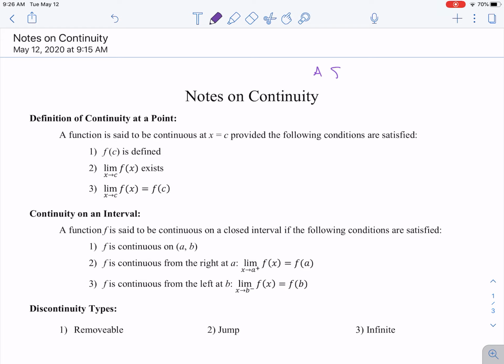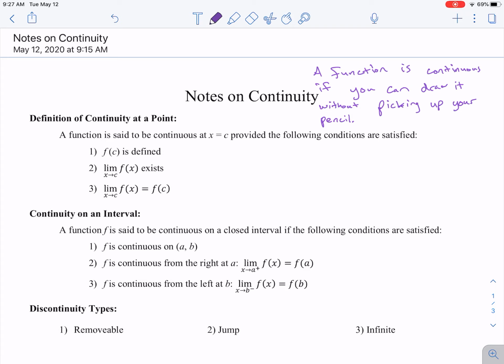So a function is continuous if you can draw it without picking up your pencil. Okay, that's how you know if a function is continuous.